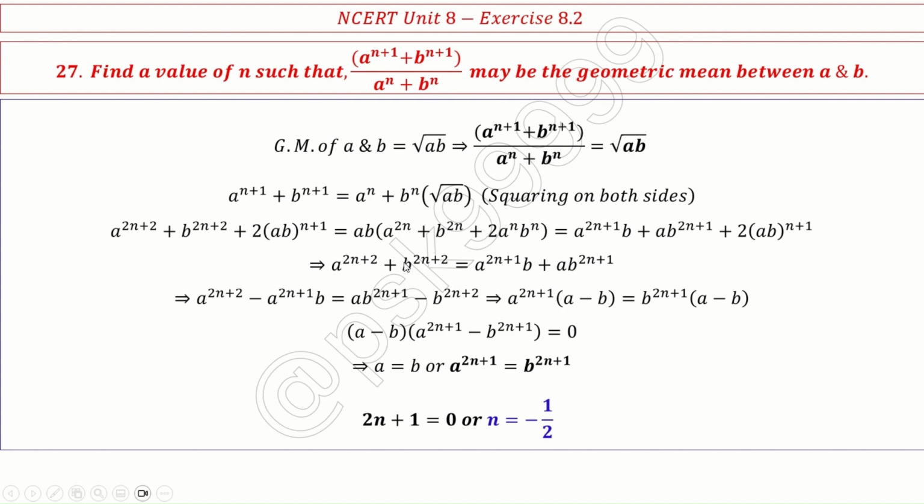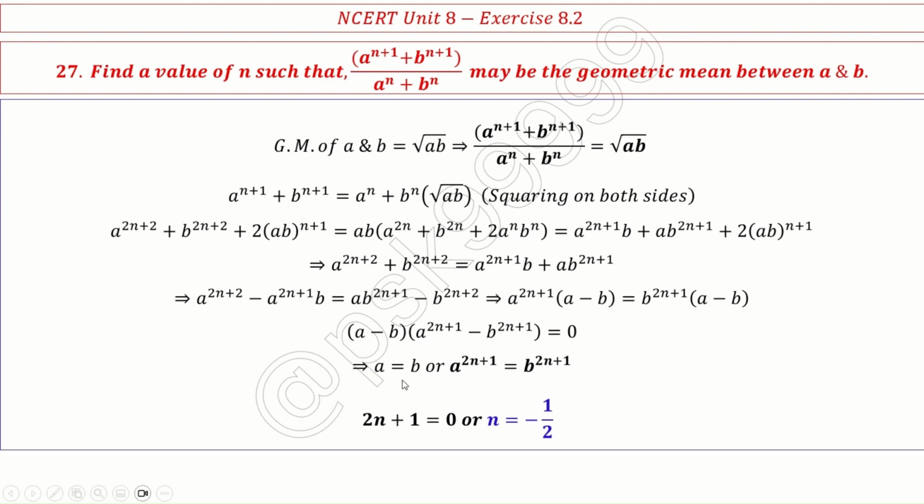Okay, segregation of the terms, which is equal to ab times (a to the power of n plus b to the power of n) whole square. Okay, so if I simplify everything, what I will get is this expression here. Okay, (a minus b) into (a to the power of 2n plus 1 minus b to the power of 2n plus 1) equal to 0.